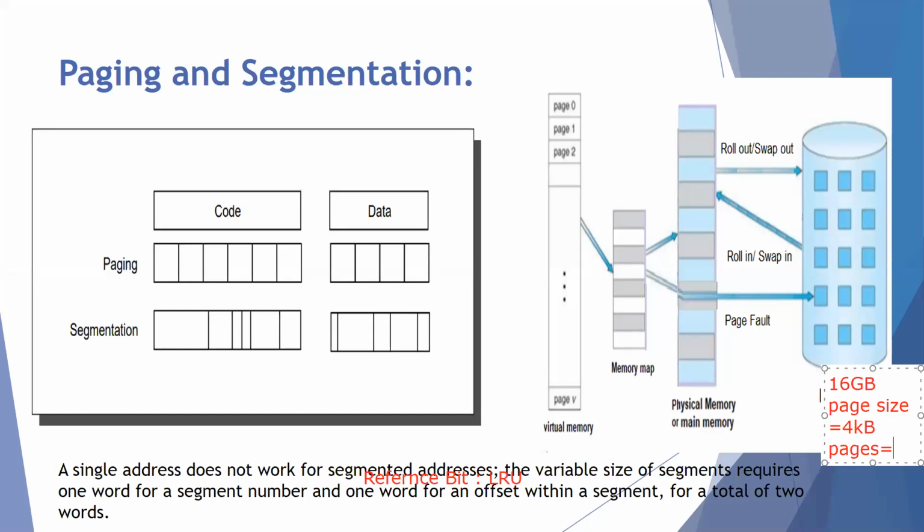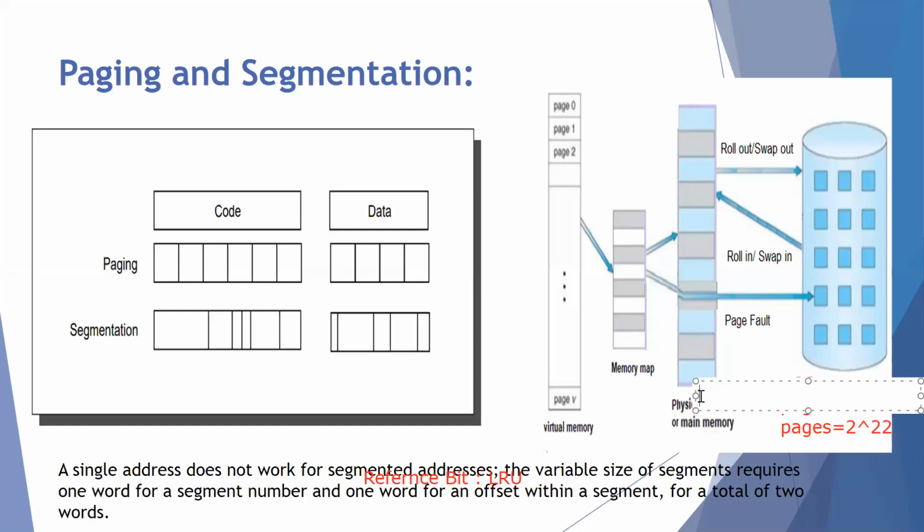2 to the power 22. That is a very large number, look, in mega terms, 2 to the power 22. Okay. Now we have 2 raised to the power 22 pages in the virtual memory.